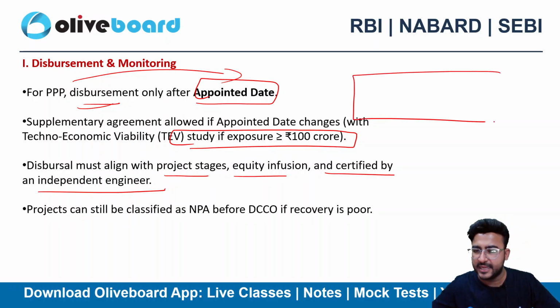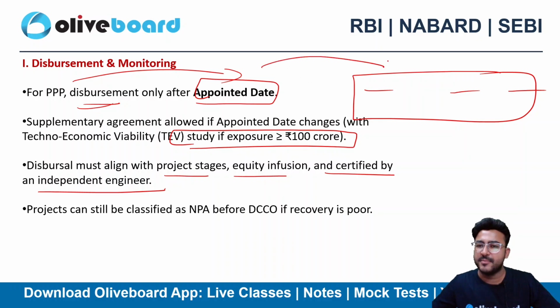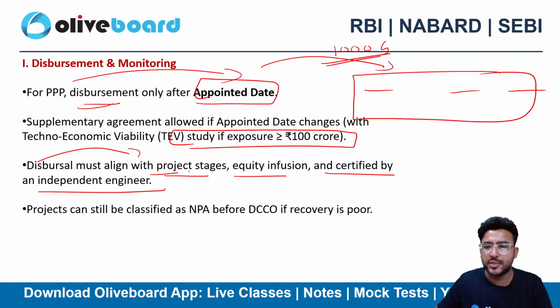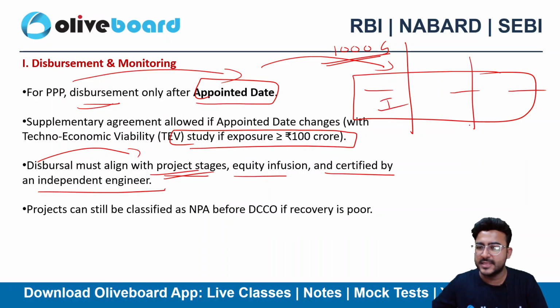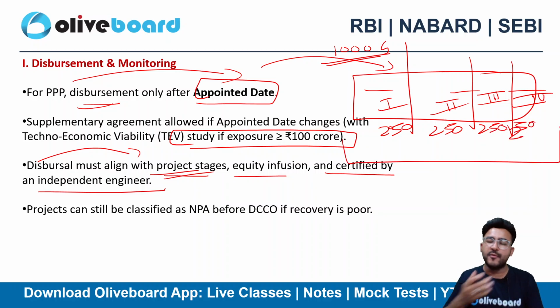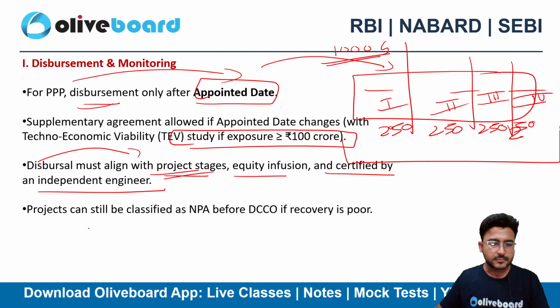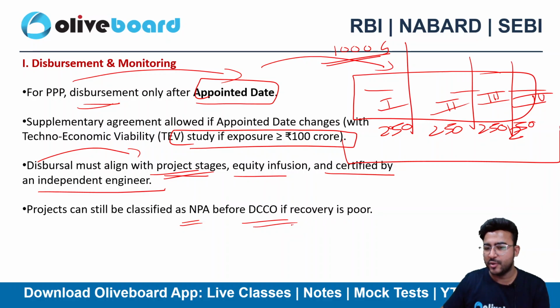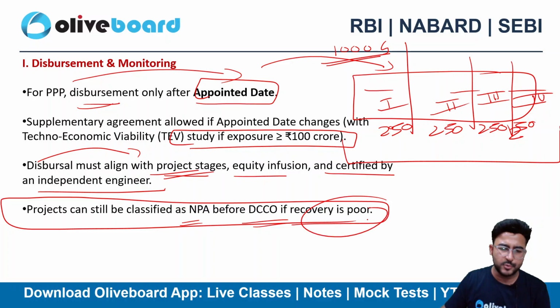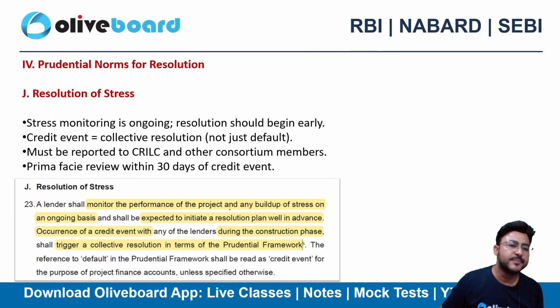Now, because this is technical work, how will you give the money? You'll give 1000 crore at once? No. Disbursal must be aligned with project stages. Let's suppose this stage is first, then second, then third, then fourth, right? So accordingly, as per these stages, you'll be giving loans in parts, right? Not at once. You'll be giving the loans in parts. Projects can still be classified as NPA before the DCCO if recovery is poor, right? So if recovery is poor, you can anytime declare it as NPA as well.